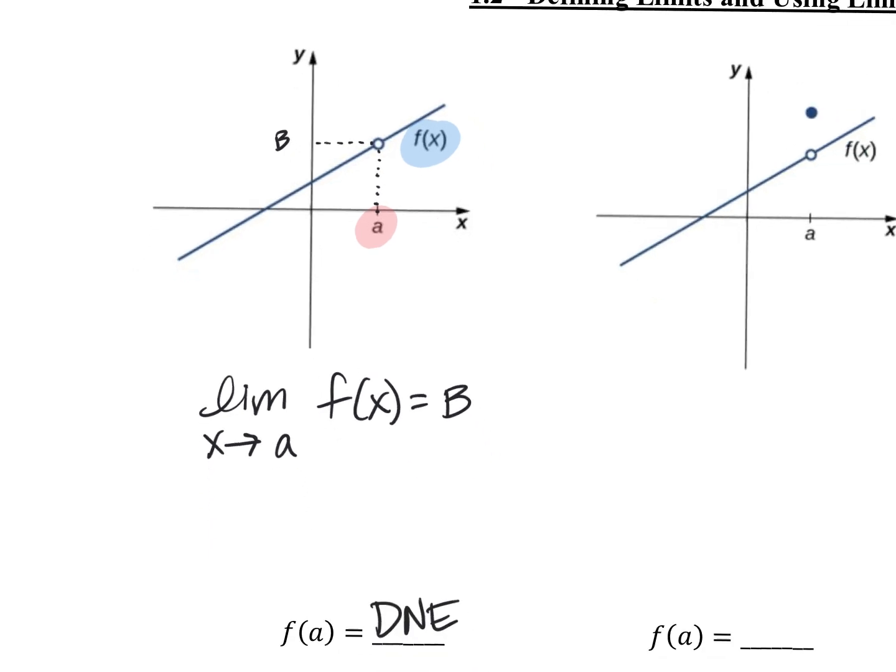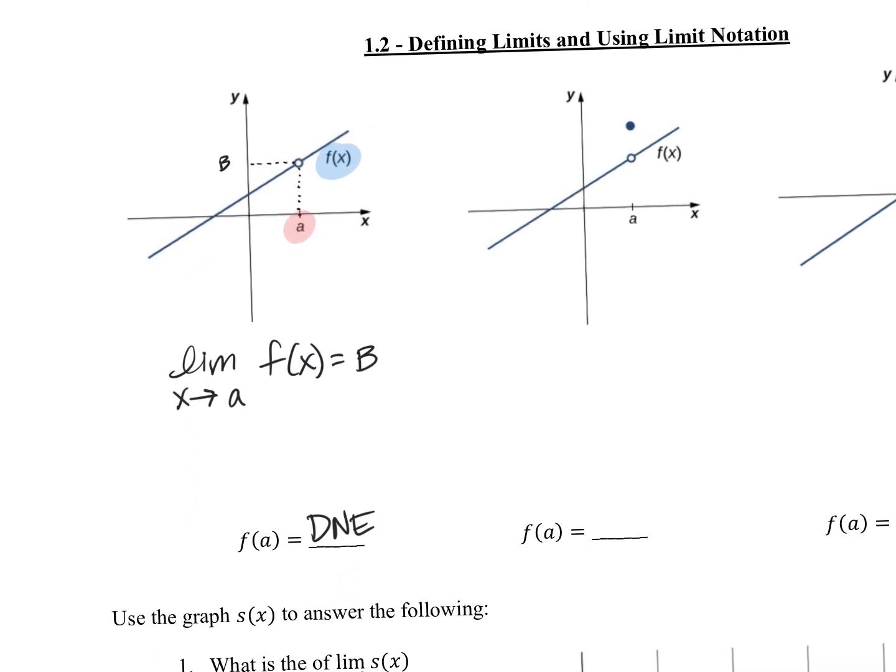But notice that the function did not exist there, and that's okay. A limit is where your fingers come together even if the point doesn't exist. Doesn't matter what happens at the point, it's where your fingers come together. That's where these limits are, which is a little weird.